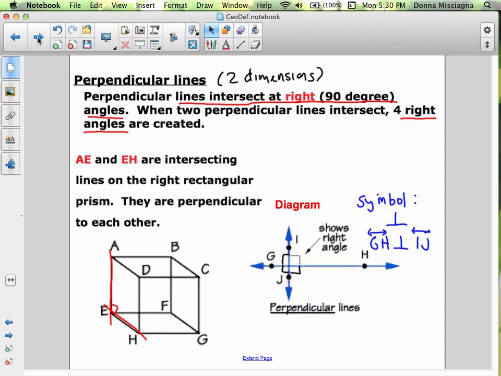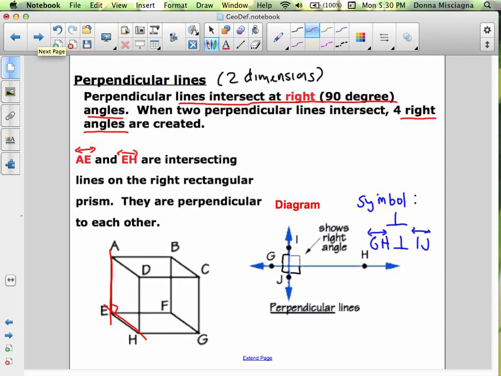So here we have lines AE. In this case, these are line segments, but we can make them lines. They can go on forever. Okay, so lines AE and EH are intersecting lines on the right rectangular prism. They are perpendicular to one another.